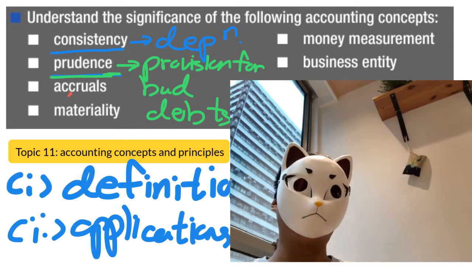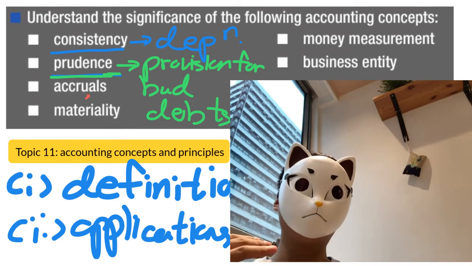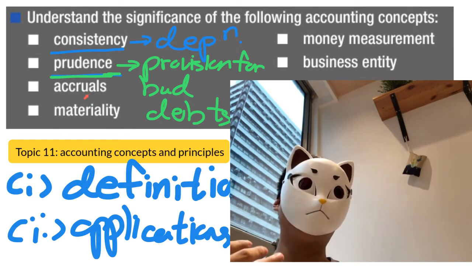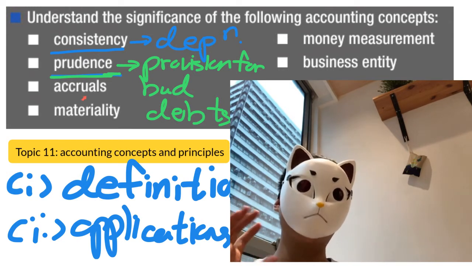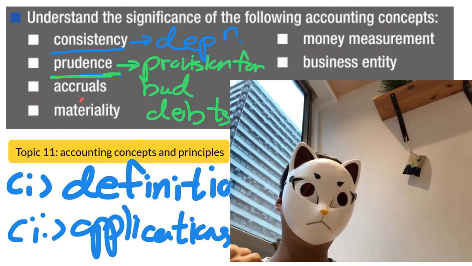The third one goes to accrual. You understand this one, right? Expenses are recorded when they are incurred, but not when they are paid. Revenue is recorded when the profit is generated, but not when it is received.